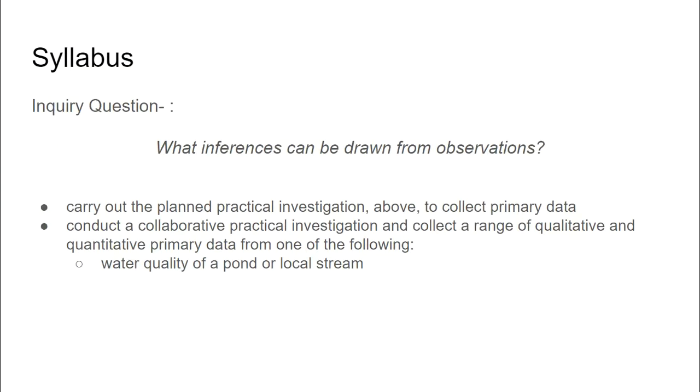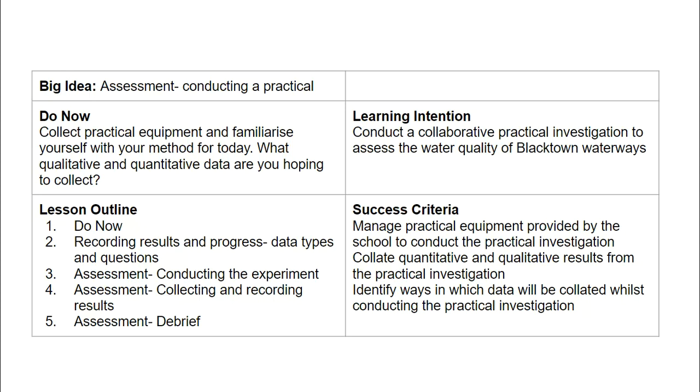So, our inquiry question for this lesson is: what inferences can be drawn from observations? Obviously, we're going to be carrying out our planned practical investigation, and at the same time, we're also going to use the description that we find in Module 2 to conduct our collaborative practical investigation. We're going to be looking at the water quality of our local Angus Creek. So, we're going to be mainly working on our assessment this lesson.